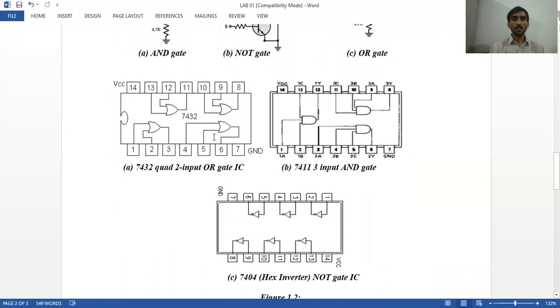This one is the IC of the OR gate. It is the 7432, quad 2-input OR gate IC.